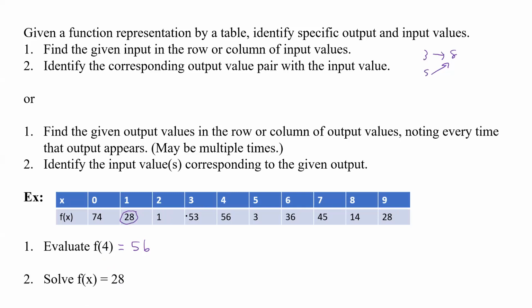Now make sure there's no more. Oh, there's one there. So that means there's 2 f of x's that equal 28. And now what we want to do is solve for x. So x is going to equal, well, if this is f of x, x is going to be 1, or in this case, it could be 9. So you have 2 solutions in this case. So x is 1 or x is 9.